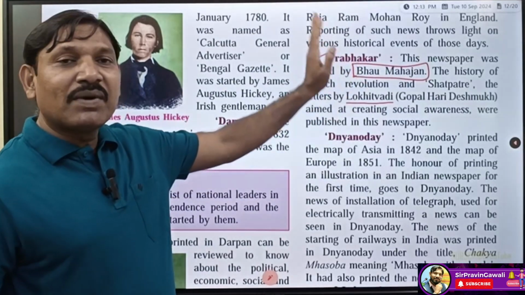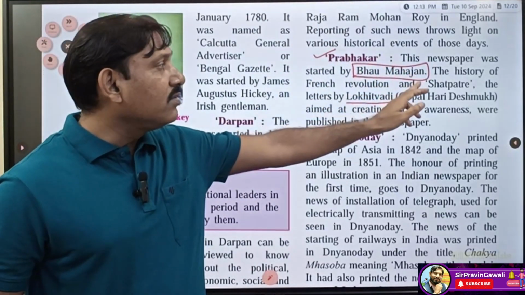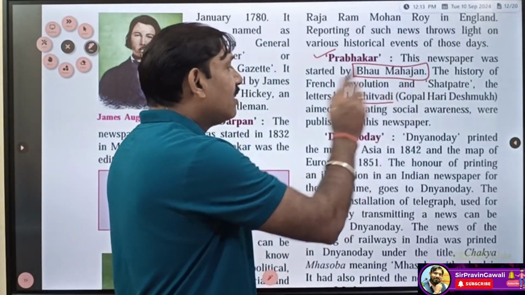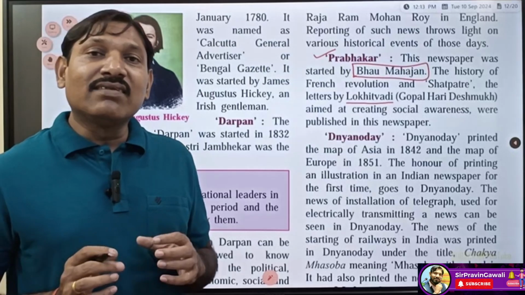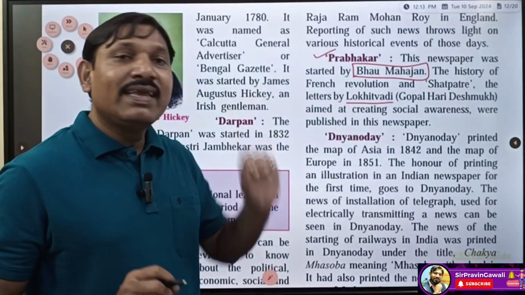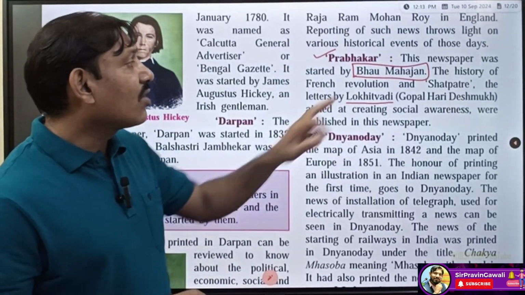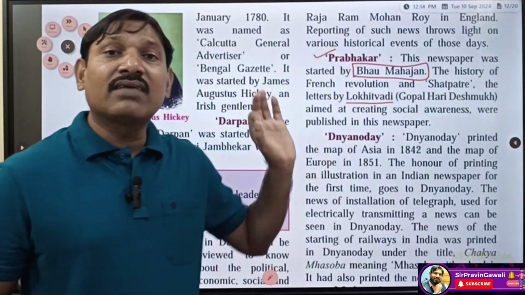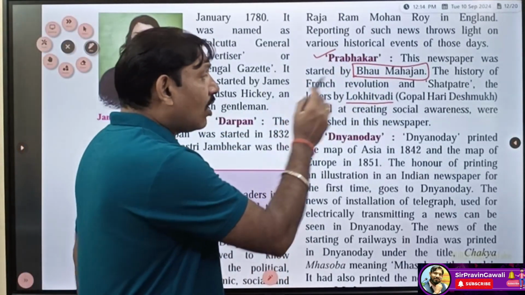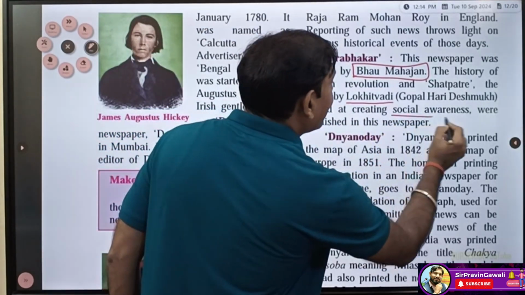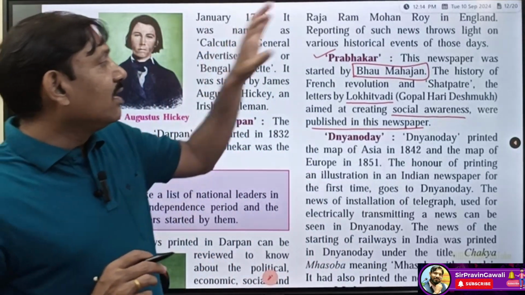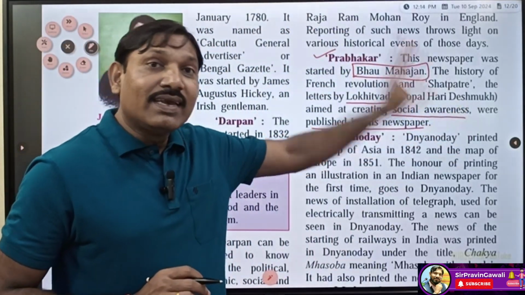Now see, students, this newspaper Prabhakar was started by Bhau Mahajan, and the history of the French Revolution was printed in it, as well as Shatpatre, the letters written by Lokhitvadi. Who was Lokhitvadi? Gopal Hari Deshmukh was called Lokhitvadi, and he wrote some letters that were called Shatpatre. Shat means 100 and Patre means letters. Those letters were also published in Prabhakar, and all of this aimed at creating social awareness at that time.